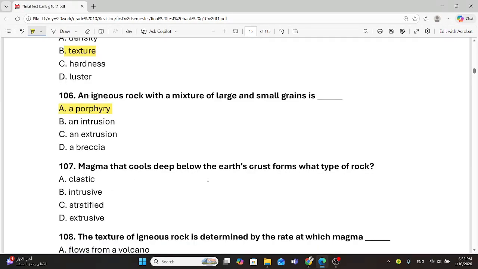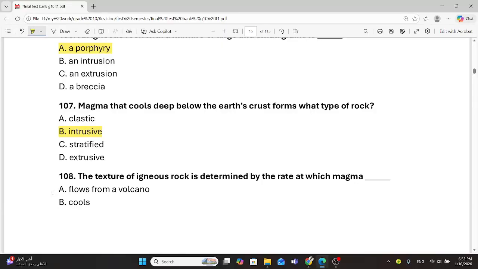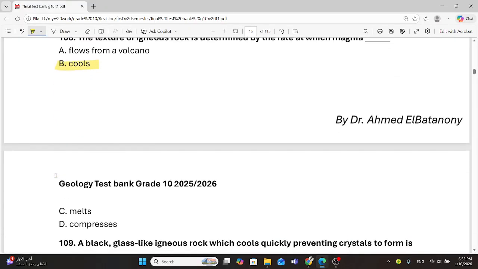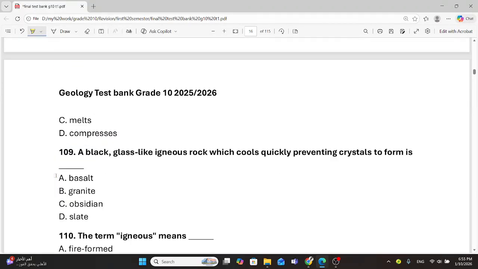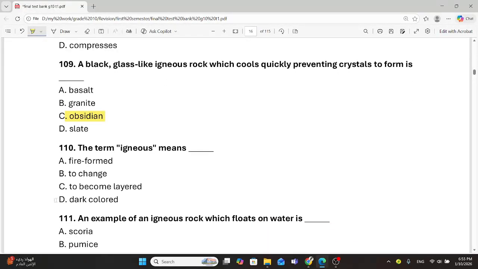Magma that cooled deep below the earth's crust forms what type of rock? Intrusive. The texture of igneous rock is determined by the rate at which magma cools. A black or glass-like igneous rock, which cools quickly, preventing crystals from forming, is obsidian. The term igneous means fire formed.